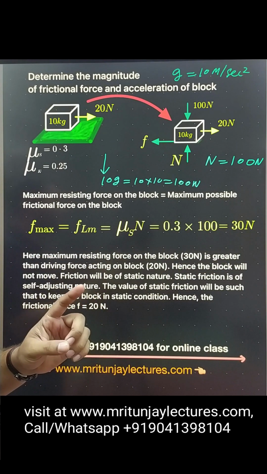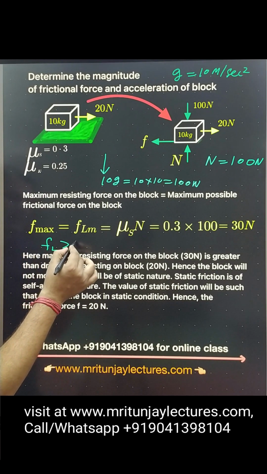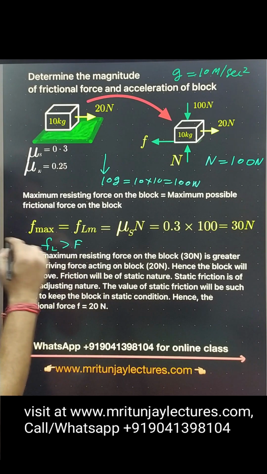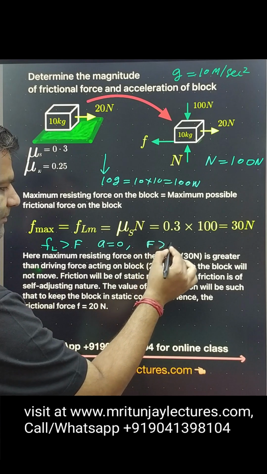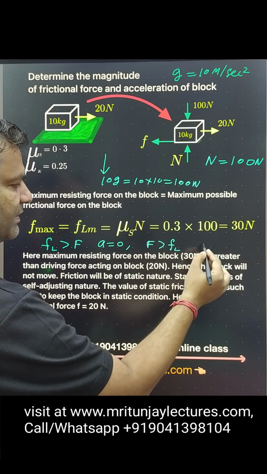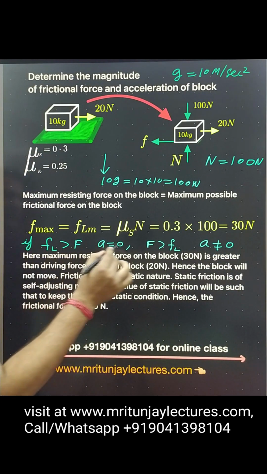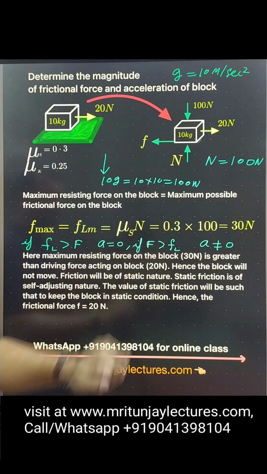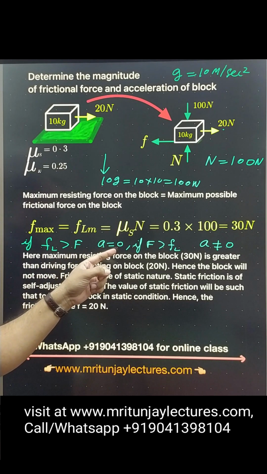Now, the condition for the block to move is how much? If FL is greater than capital F, meaning the driving force, then the block is not moving, meaning acceleration of the block is 0. Now if capital F is greater than FL, then the block is moving, and at that time acceleration is not 0. Absolutely clear? So look here, FL is how much? 30 Newton and driving force is 20. So FL is greater than capital F, so acceleration of the block is 0.